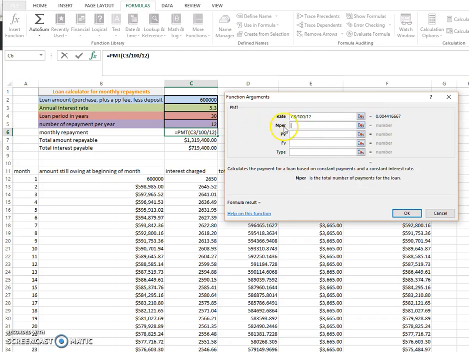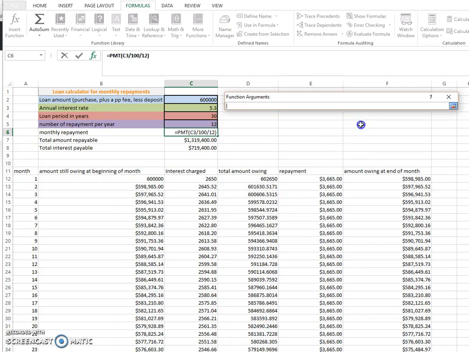Alright, next box. And that, by the way, the rate cell, this is the one that causes all the problems, so make sure you get this one right. Number of payment periods. This is the total number of payments for the loan. Alright, so we know that we're making 12 payments per year for 30 years. So that equals 360 payments.